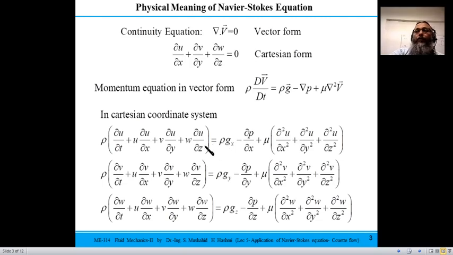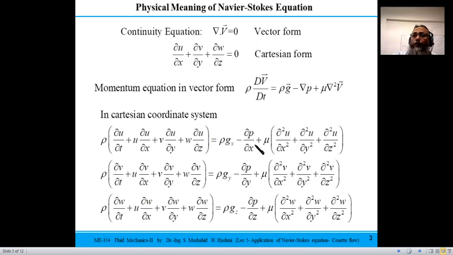The terms on the left hand side are the inertial terms. On the right hand side we have the gravitational term, the pressure term, and the viscous term. So right now we have three unknowns, u, v and w, and your independent variables are x, y and z, which represent space, and t, which represents time. We know how we have derived such an equation, and we know the underlying assumptions.